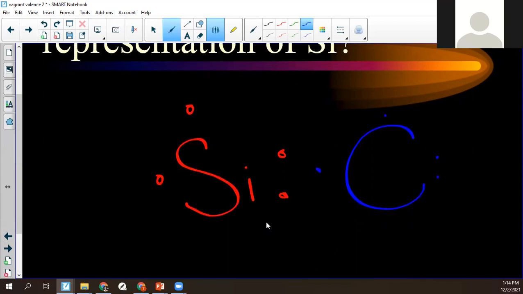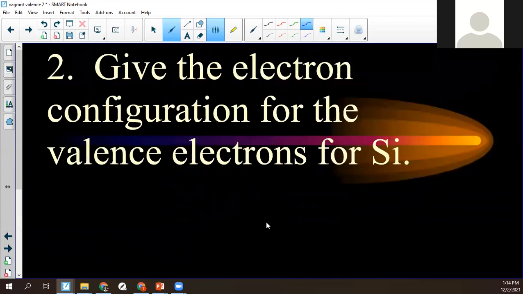Okay, good. Next, electron configuration for the valence electrons of Si. This is how Durant taught them. So it's 3s2, 3p2. If you wrote the whole thing, I thought you were supposed to do that. SiOH6. No, don't worry about it. Wow, smart girl. That's not what I was looking for, but that was a great idea.